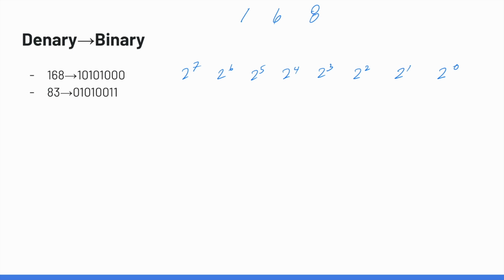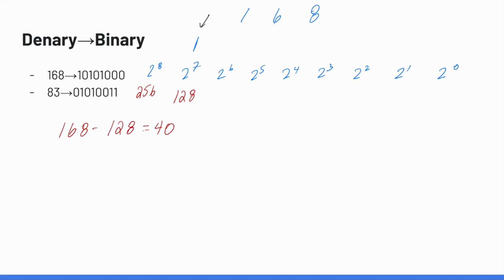So 2 to the power of 7 represents 128. But if we go to 2 to the power of 8, that represents 256, and 256 is too big to fit into 168. But 128 fits into 168, so right here we're going to put a 1. Like I said, we're going to start with the biggest binary value that can fit into our denary value, and that is 2 to the power of 7, or 128. So we're putting a 1 there. And next, we're going to do 168 minus 128. We basically accounted for 128 out of 168 right up here. So now we have 40 left, and we need to account for that in the rest of our binary digits.